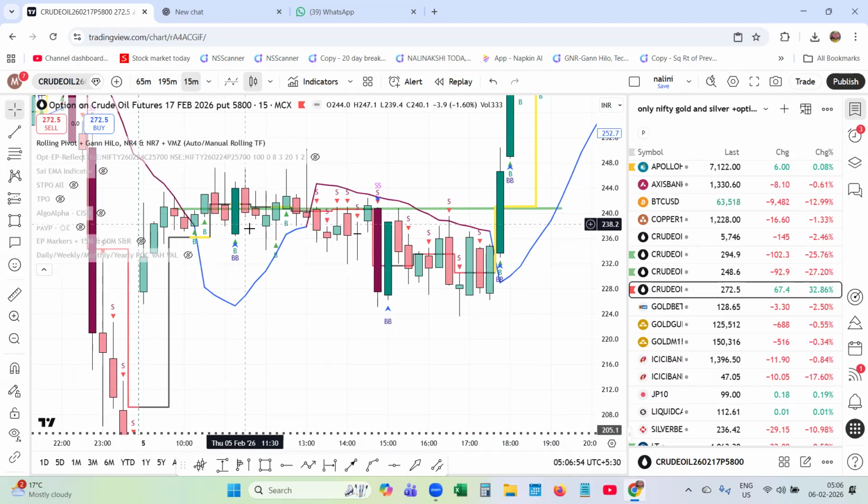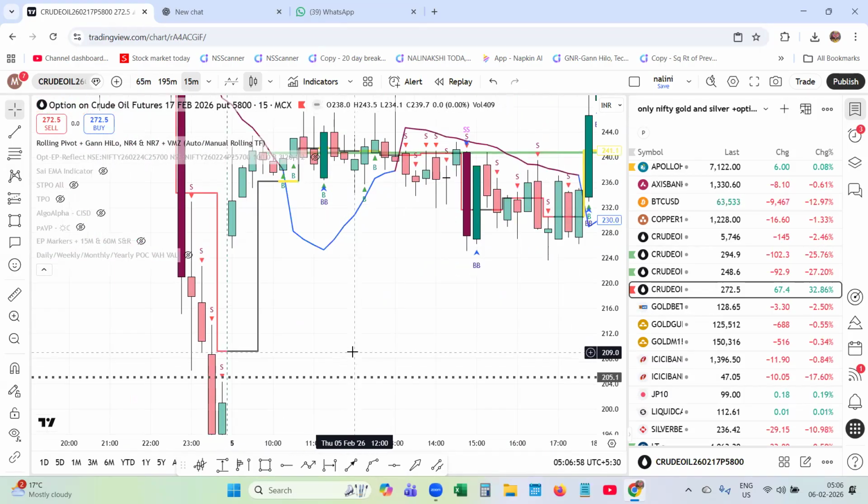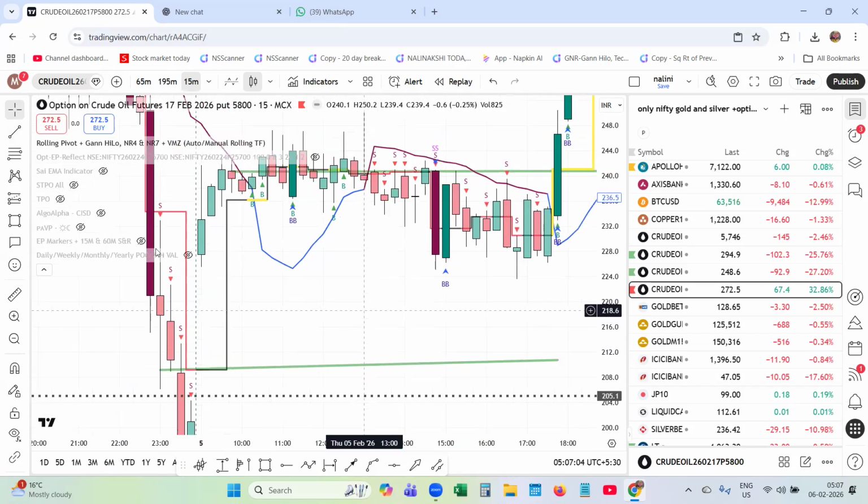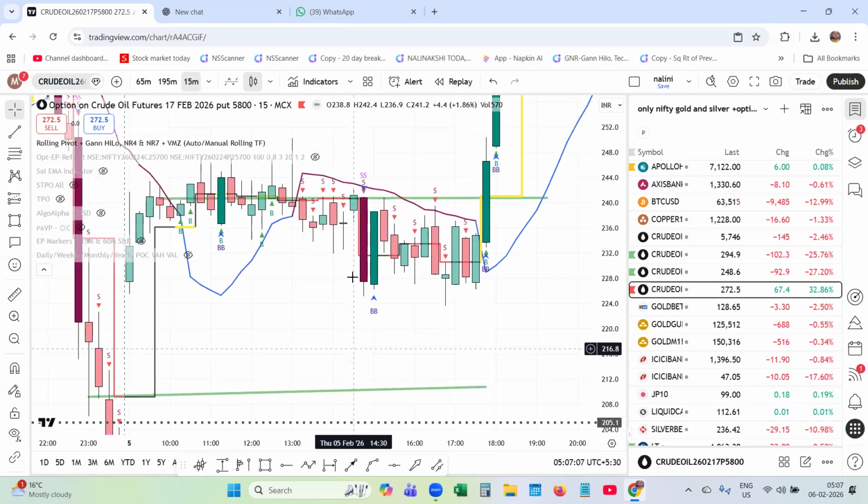everything, it lost balance, and this is the previous high, and price came to this level. You can see the rolling pivot. The rolling pivot is not receding. It is coming down. Price is moving inside.